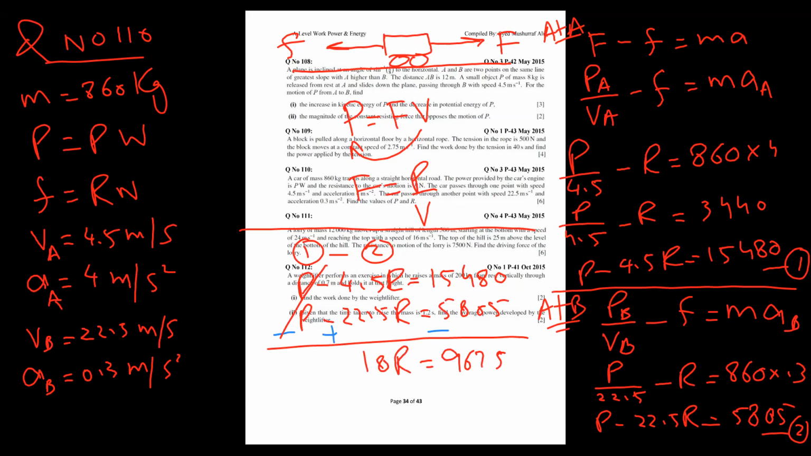9675 divided by 18 gives the R value. R is coming 537.5 newtons. So this R is done.